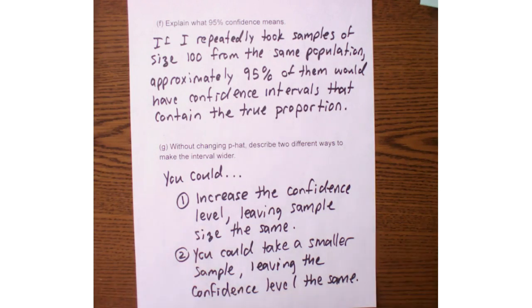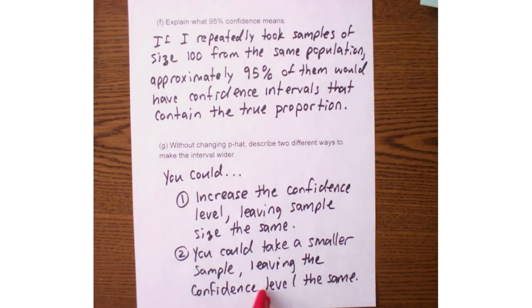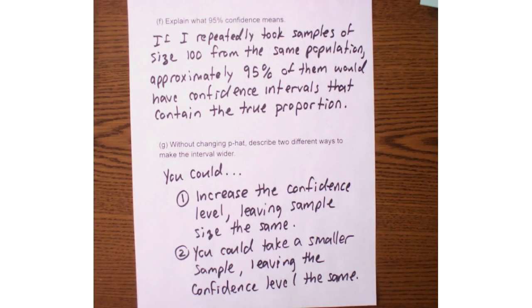And the last question: without changing my p hat, describe two different ways to make the interval wider. Right now my interval is not quite 2/10 wide, so how could I make it wider? Well, one thing I could do is increase the confidence level, but leave the sample size the same. Don't change the sample size, just make my confidence level larger. Or I could leave the confidence level the same and make my sample size smaller. So those are the two ways that you could make your interval wider.